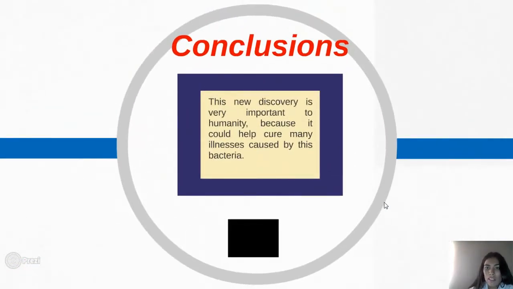Finally, the conclusions. This is a new discovery and it is very important to humanity because it can help cure many illnesses caused by this bacteria.